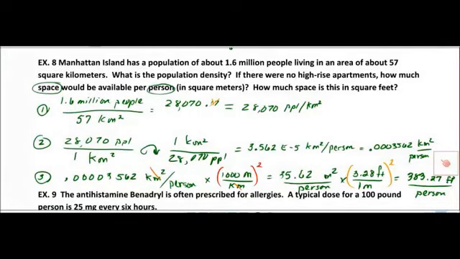So now think about that. That's not a lot of space. If you're in a room that's 20 feet by 20 feet, then that's 400 square feet. That's not a big room, and that is, as far as area goes, the amount of area that's available per person to live in if there were no high-rise buildings.